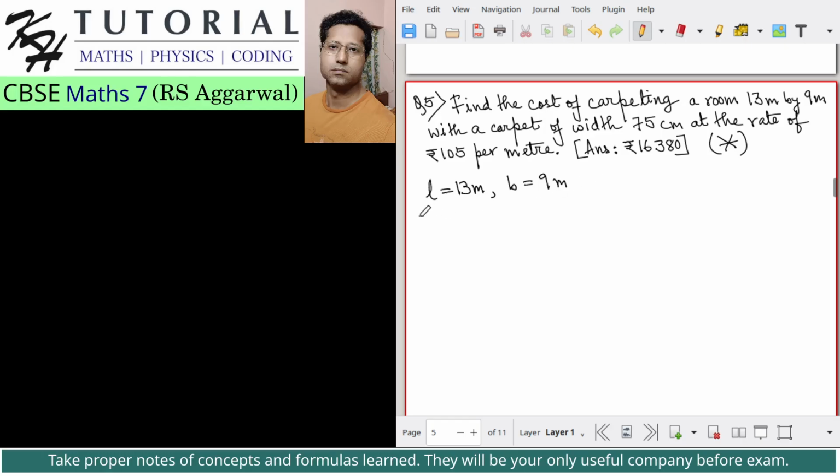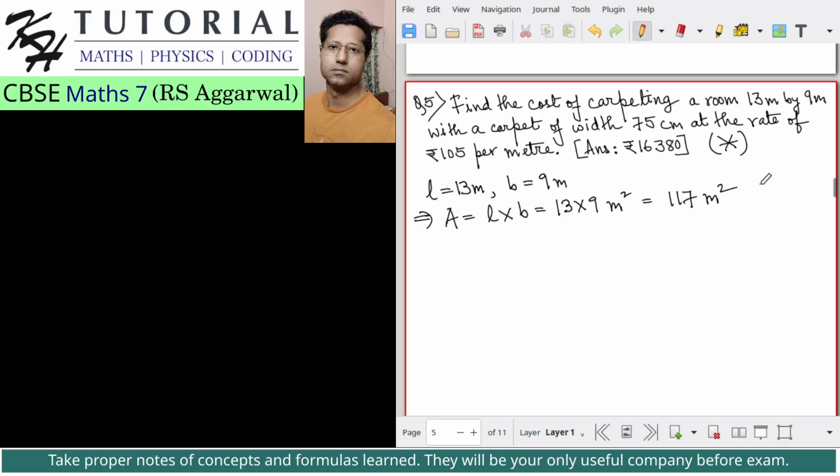Okay, so area will be equal to length into breadth, which is equal to 13 into 9 meters square, which is equal to 117 meter square. Okay, this is the area of the floor of the room which needs to be carpeted.